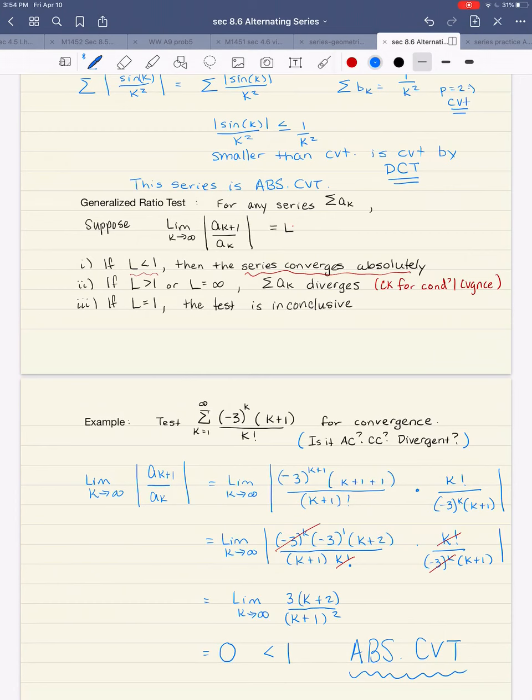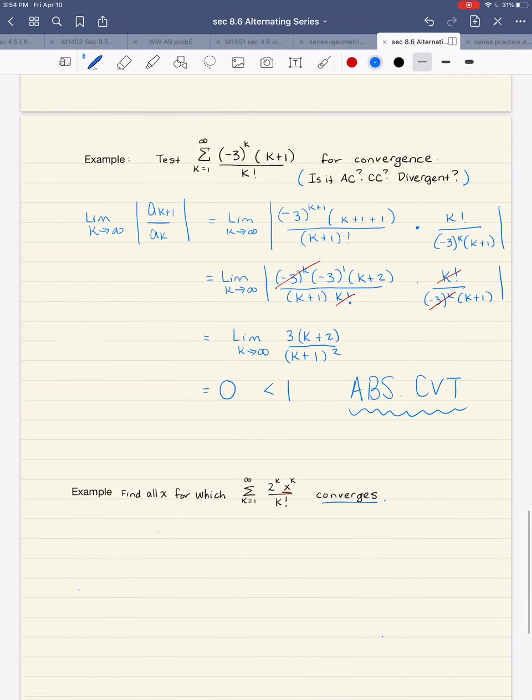Think about how hard that would have been to test with the alternating series test to show that the limit goes to 0 and is decreasing. Very difficult. So this ratio test showing me that it's absolutely convergent really saved me on that one.